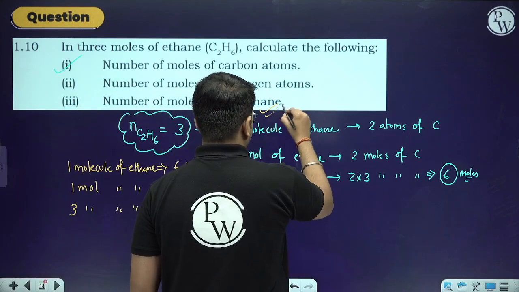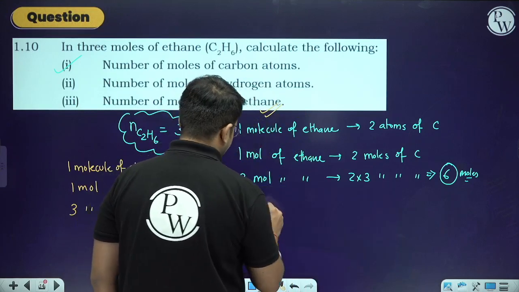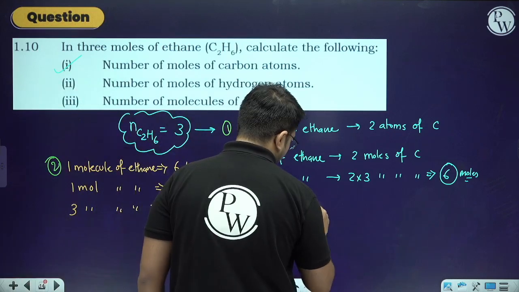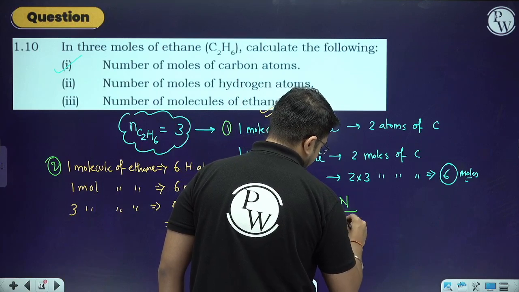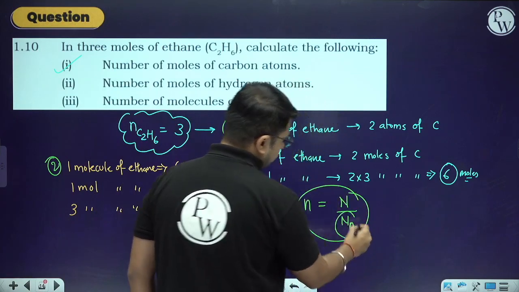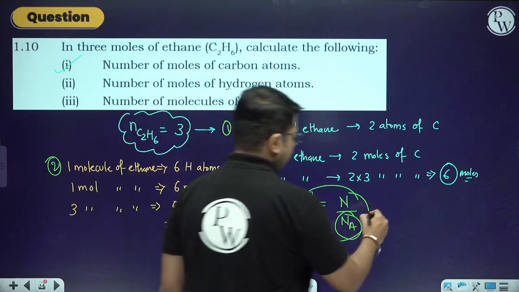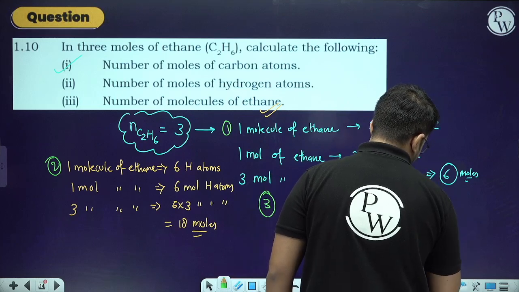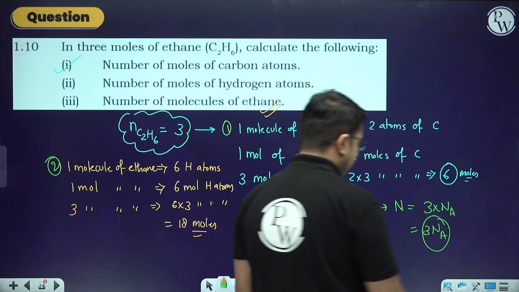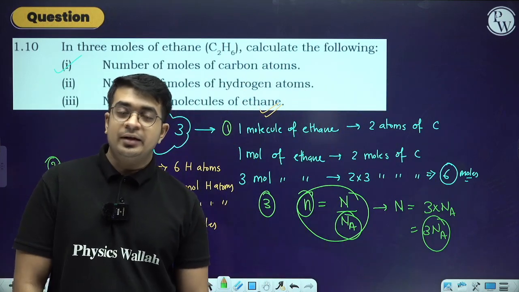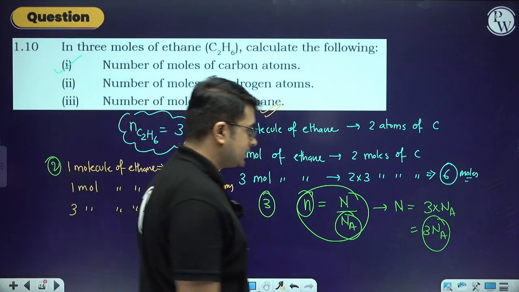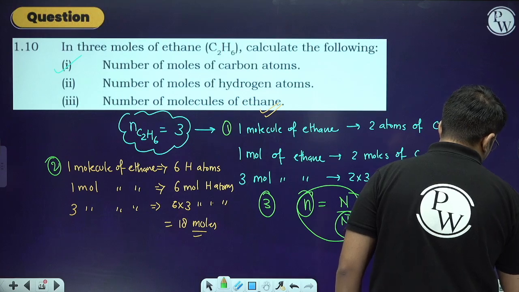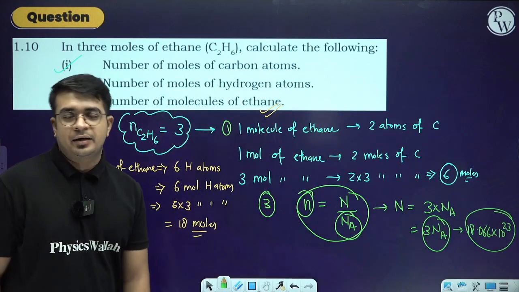Now, this part is very, very easy again. So we can say this is the first part, this is the second part and the third part. Now I can use the formula n is equal to capital N upon Na. This value is already given. So we can say that N will be equal to 3 multiplied by Na, which is 3Na. You can solve this particular part: 3 multiplied by 6.022 multiplied by 10 raised to the power 23. So it will be, I guess, 18.066 multiplied by 10 raised to the power 23 molecules. I hope the entire part is clear to everyone.